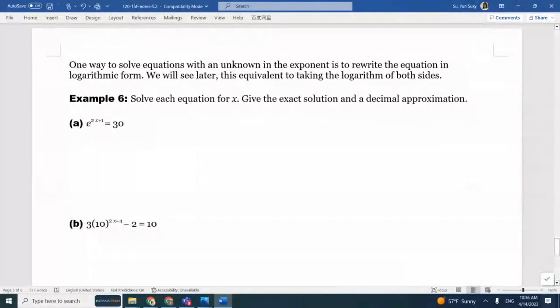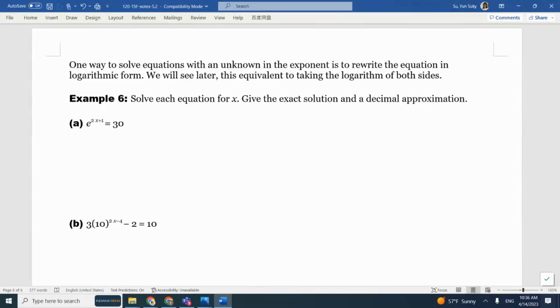Now, one way to solve for the unknown in the exponent is to rewrite the equation in log form. So we will see that later. And the equivalent way is to take the log of both sides. Okay, so let's look at the following problem.